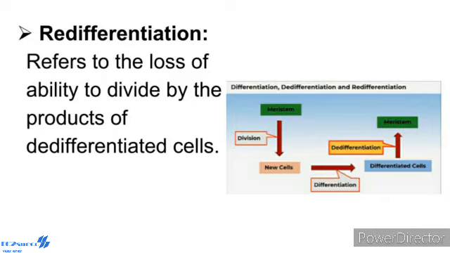Another one, redifferentiation, refers to the loss of ability to divide by the products of de-differentiated cells. The product of a de-differentiated cell or tissue which has lost the ability to divide is called a redifferentiated cell or tissue, and this event is called redifferentiation.